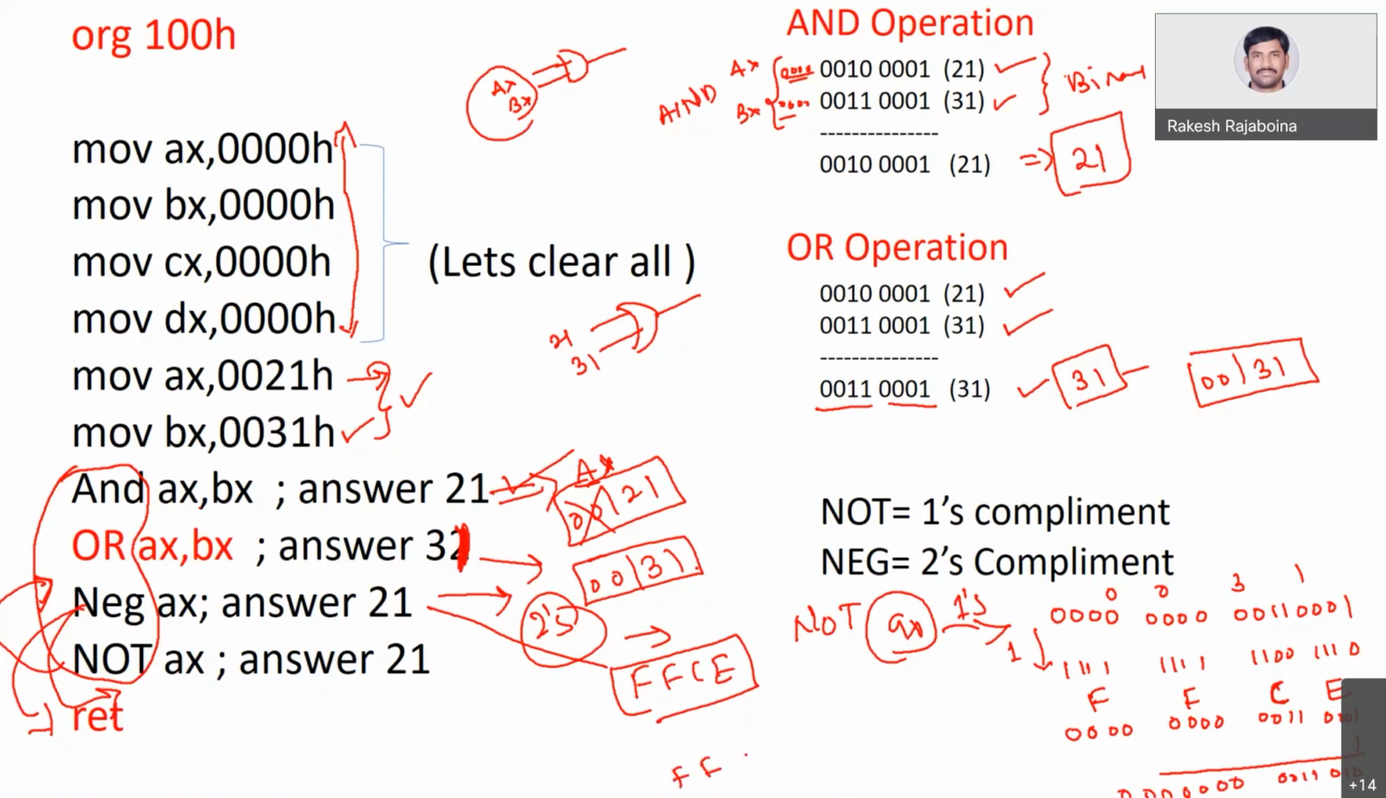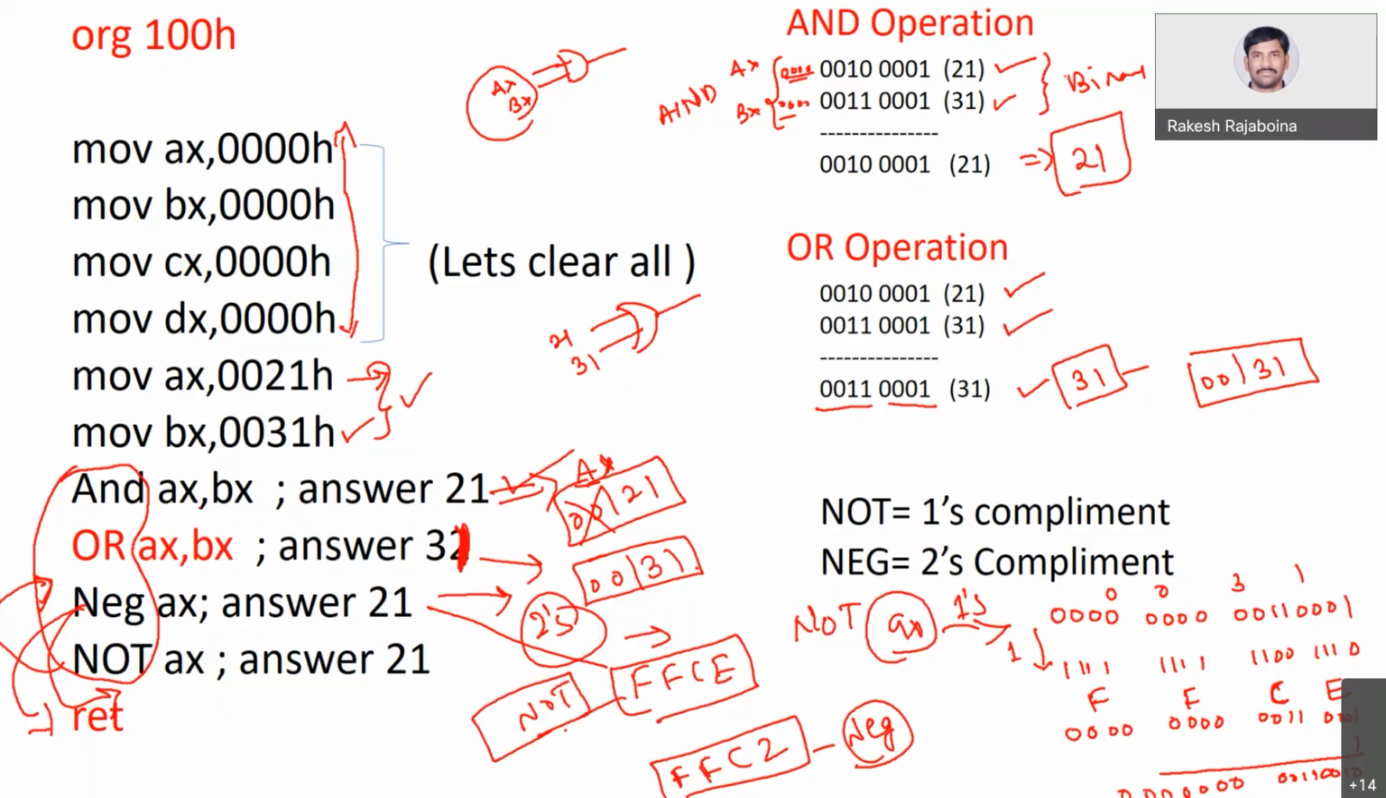So 0011 will be C. Then 0010 will be 2. So that means you are going to get FFC2 as the negation operation value, and this is your NOT operation value. Please note it down, some of you, because we are going to check it in the simulation. So FFCE is your NOT operation result and FFC2 is your negation operation result. Is it noted down? Anyone?